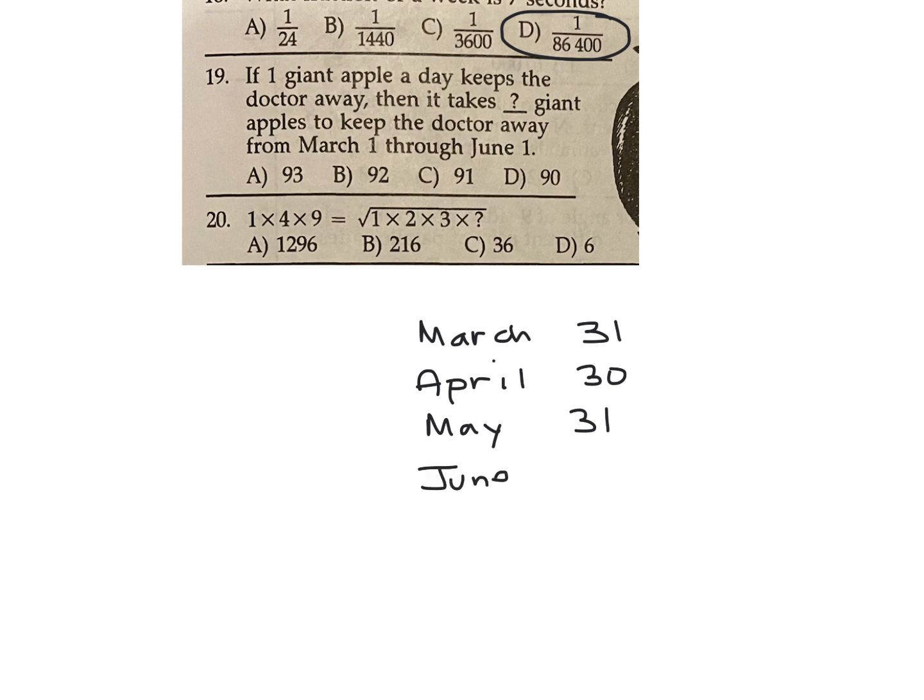In this case, we're just looking at June 1st, so that's just one day. We add these up, and that's 93. So 93 is the answer. Number 19 would be A.